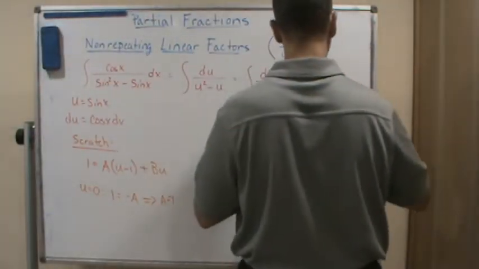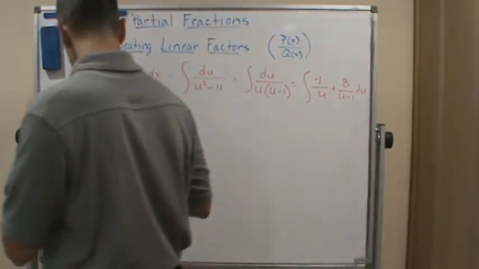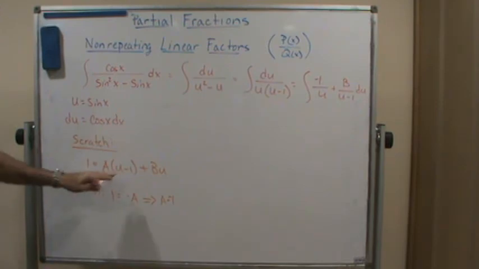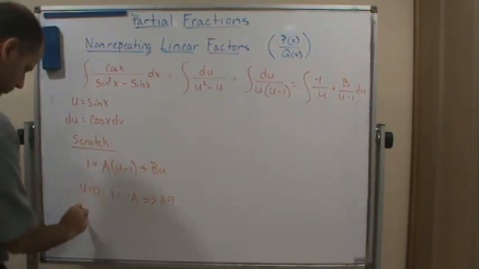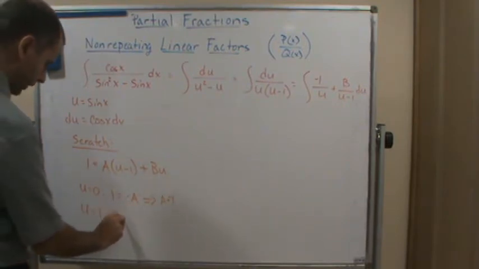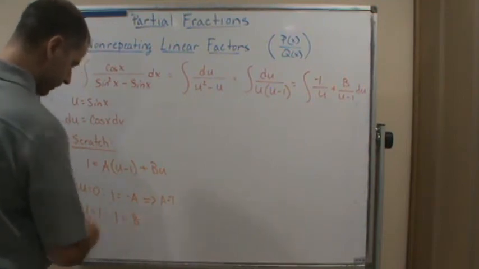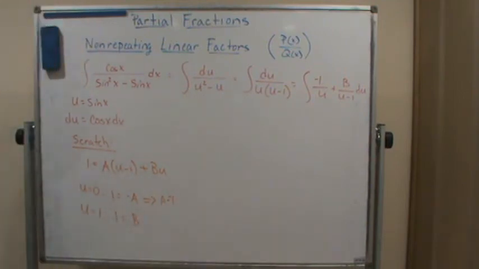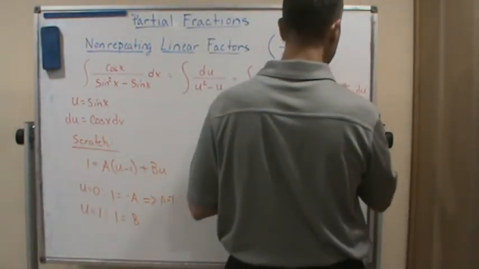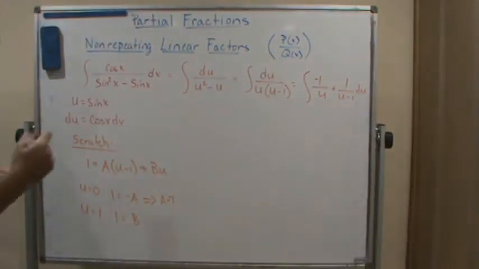All right, so we got this one. Okay, let's do the next one. What if u is 1? We get 1 equals b. And we're done with that one. So b is 1. All right, so guess what? Now we can integrate.